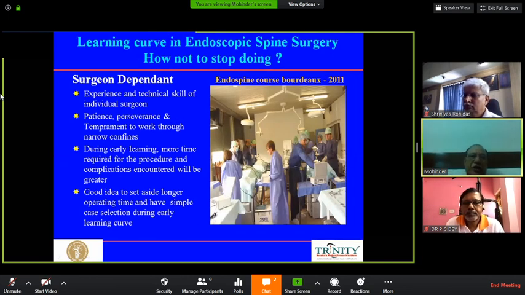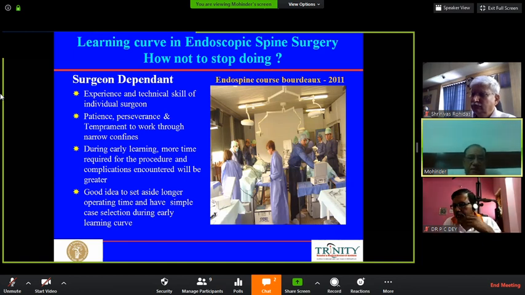So to minimize the learning curve, I would like to highlight the surgeon-dependent factors. Experience and technical skill of individual surgeons vary from individual to individual. As we say, such and such guy is a God gifted surgeon. So we all are God gifted. Only thing is we have to put in more labor, more hard work.